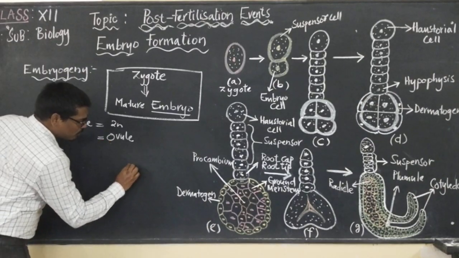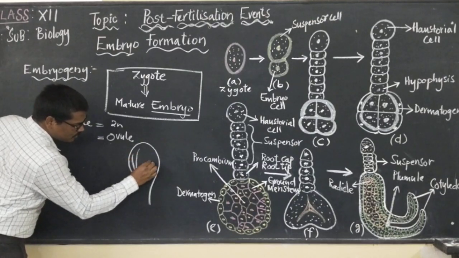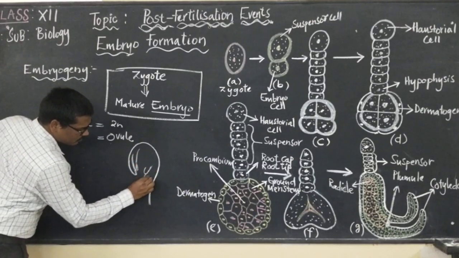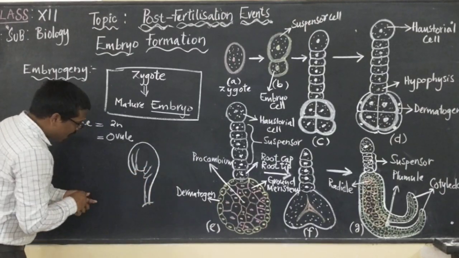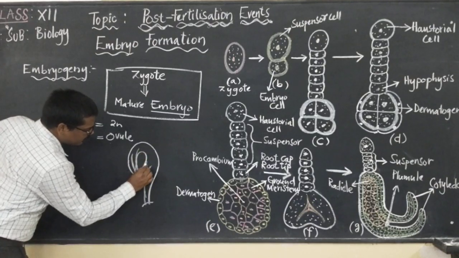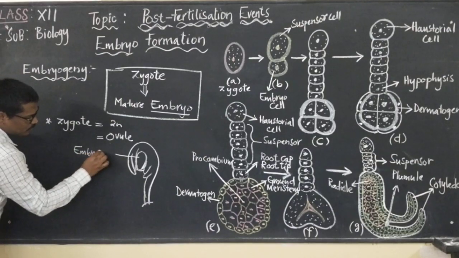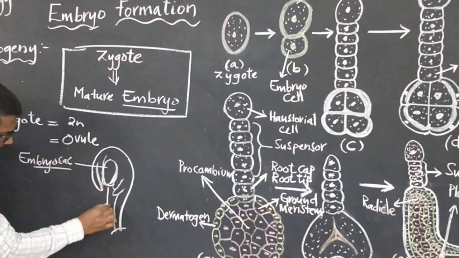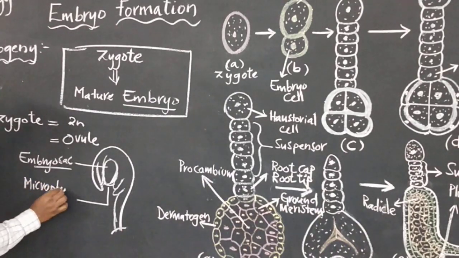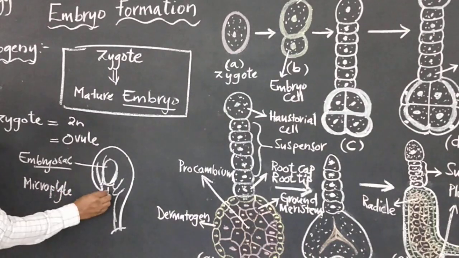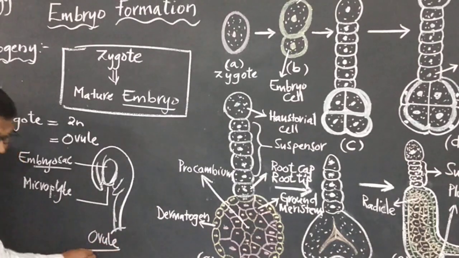Say when we have seen the ovule like this, it is this region, and here what is present? This is the embryo sac, we said. So inside the embryo sac, exactly at what point? At the micropyle region of the ovule. This structure is the ovule.